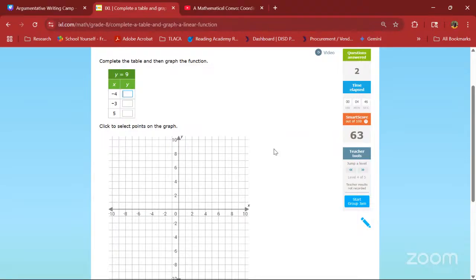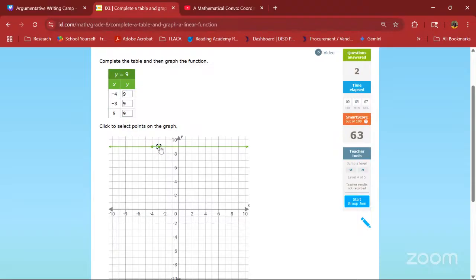Y equals 9. That's it. It tells you what y equals. And now I need to graph it. -4, +9. That's one. -3.